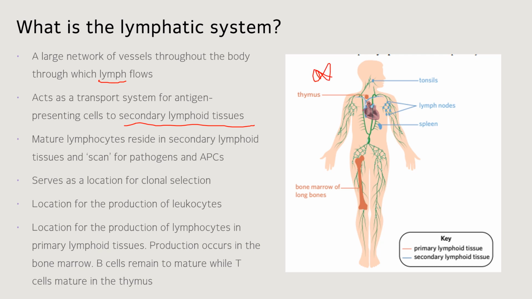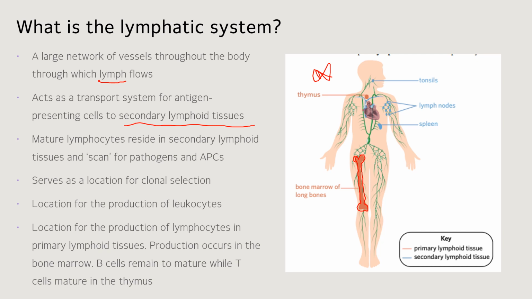Over here, we've got two different types of lymphoid tissues. These green vessels are the lymphatic vessels, the lymphatic system. And then we have our primary lymphoid tissues and our secondary lymphoid tissues. Our primary lymphoid tissues are where lymphocytes are produced, so it's where B and T cells are born, basically. The bone marrow is where our B and T cells are created, so it is a primary lymphoid organ.